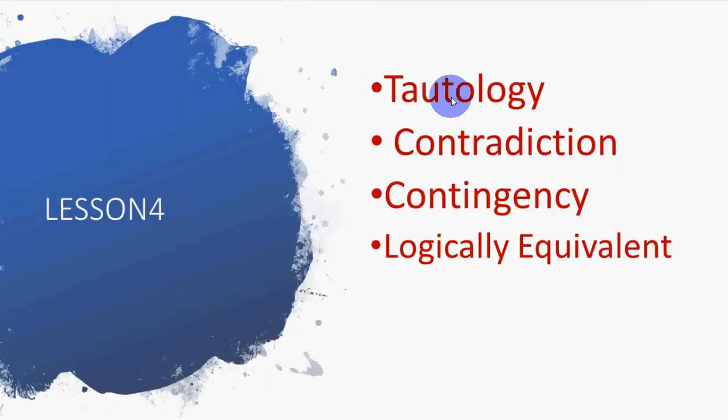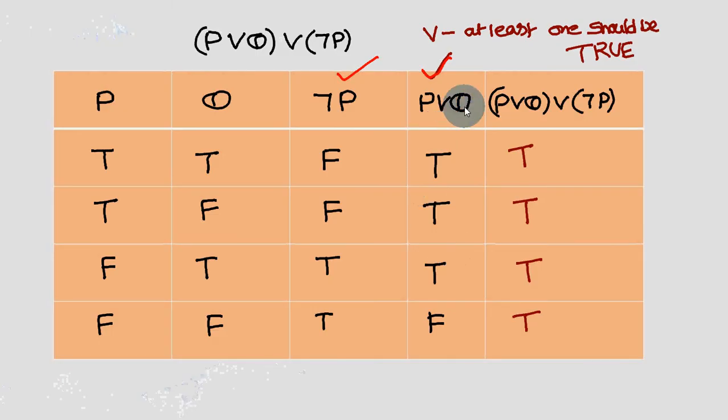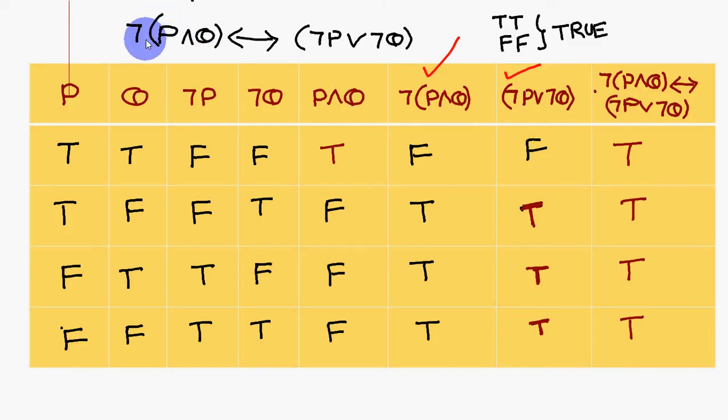So next, what is meant by tautology, contradiction, contingency and logically equivalent. If you look at this truth table, the last one, P or Q or not P, all are truths. So if you come across this, you call it a tautology. P or Q or not P is a tautology. Next you consider this one, negation of P and Q biconditional not P or not Q. All are truths, therefore this is also a tautology.